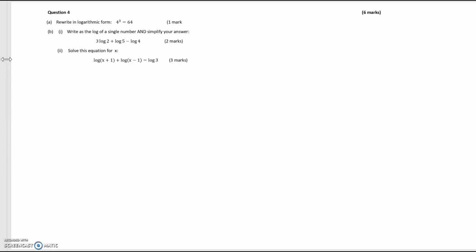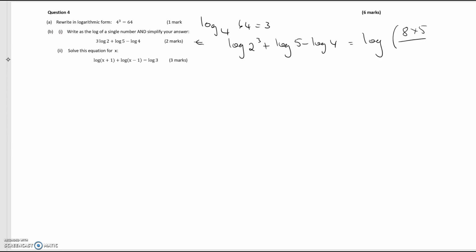Question 4, the last question covered in this video. If I'm quick, I'll get it in. 4 cubed equals 64. So that means log base 4 of 64 equals 3. This question here required you to write that as log 2 cubed plus log 5 minus log 4. So that's log of 8 times 5 over 4. So that's log 10, which is equal to 1.